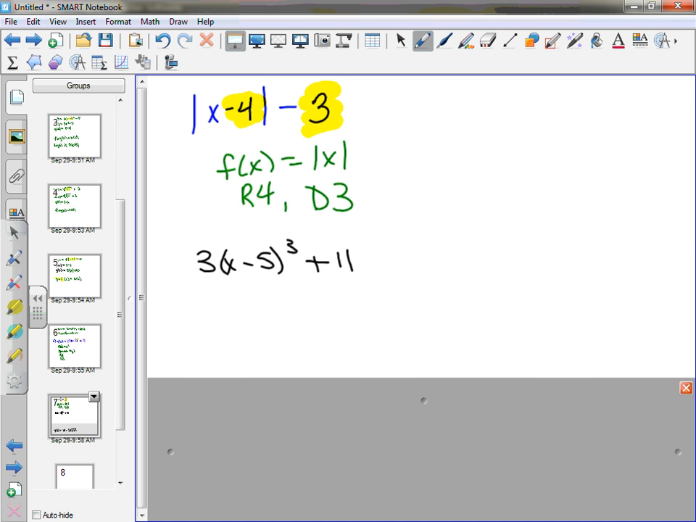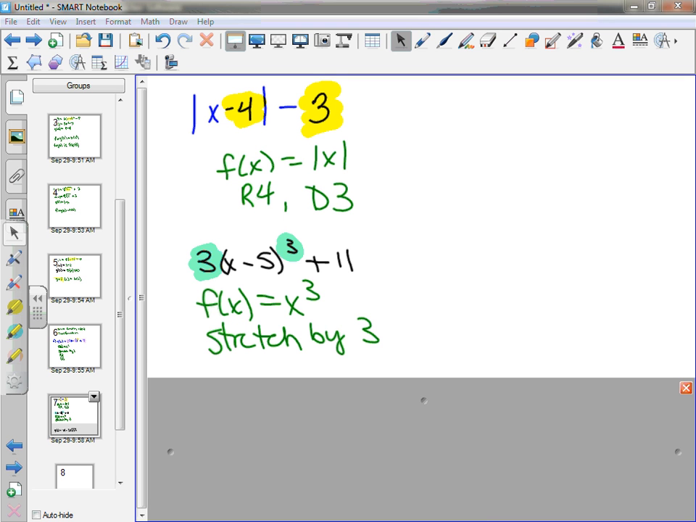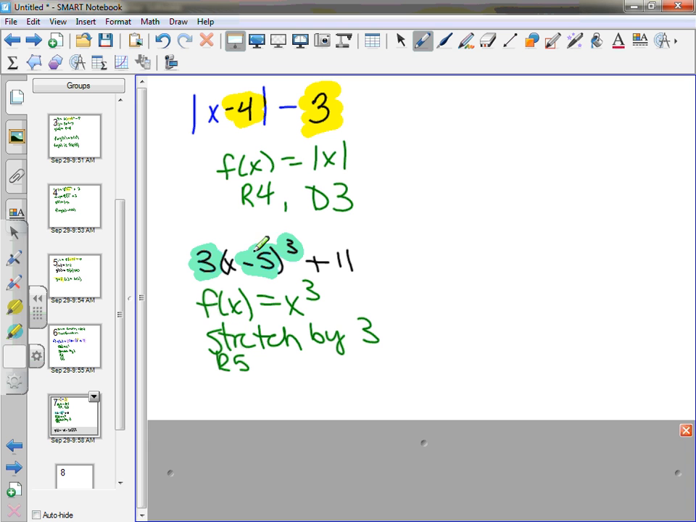Okay, this one right here, what function deals with the cube? That's going to be f of x is equal to x cubed. So now what does this 3 do? That 3 is going to stretch the graph. This is going to be stretched by a factor of 3. The 5 is going to move it to the right 5. And then the 11 is actually going to move it up 11 units.